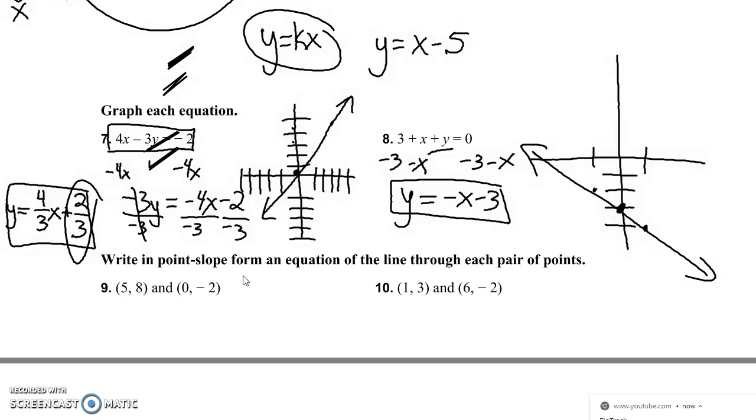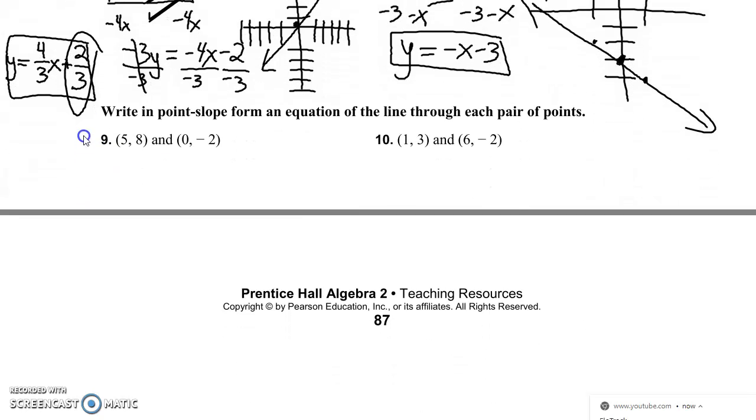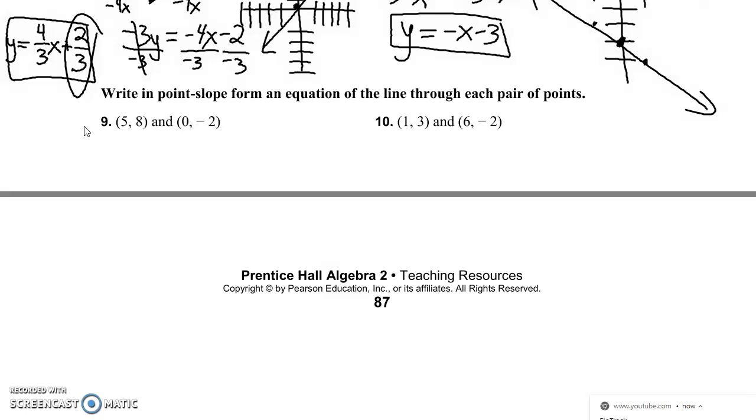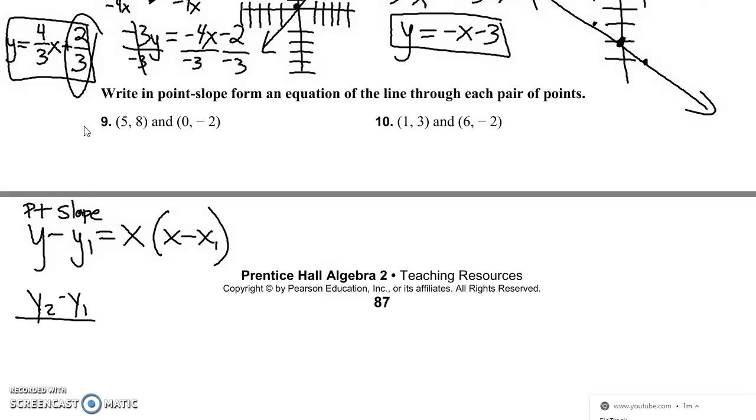Number 9, write in point slope form an equation of the line passing through the pair of points. Remember, point slope form is very important. y minus y1, that's your first point, equals your slope times x minus x1. Correct? We don't know the slope, so you got to find out the slope first. And to find out the slope, you got to subtract, right? y2 minus y1 over x2 minus x1. So you're going to do negative 2 minus 8 first. Those are your y's. 0 minus 5 next.